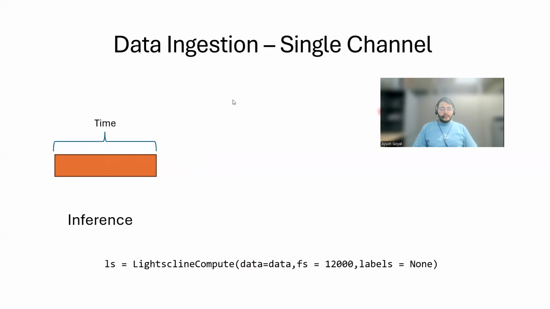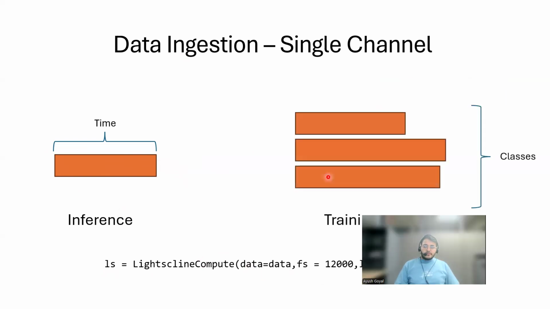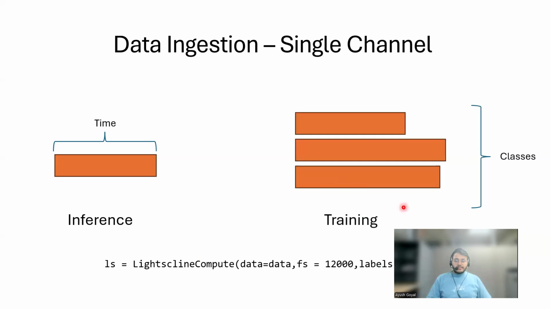So if we expand this to the multi-class case, this is how multiple classes are going to look. This was basically a 2D list where each of them is one class. Each of the bars is one class. Therefore, you give a 2D list instead of a 1D list of data. If you're giving a 2D list, your fs should only be one number, because you are dealing with single channel.